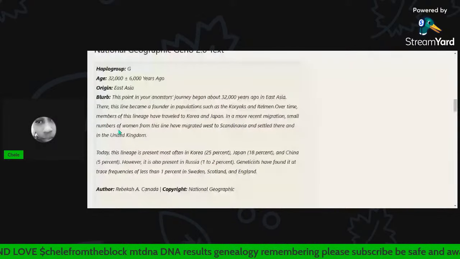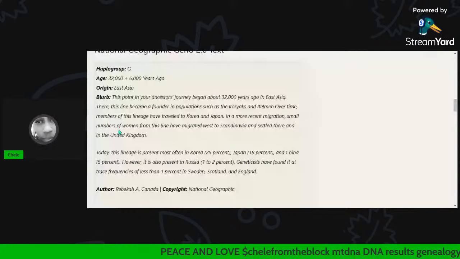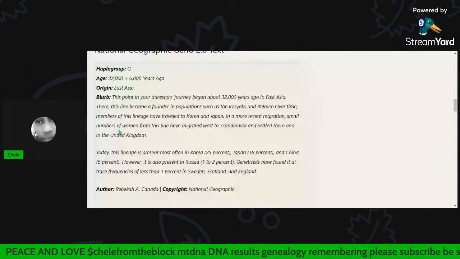Korea, Japan, migrated to Scandinavia and settled there, and in the United Kingdom. That makes sense. Today, it is present in Korea at 25%, 18% in Japan, 5% in China. However, it is also present in Russia. Geneticists have found it at trace frequencies of less than 1% in Sweden, Scotland, and England.